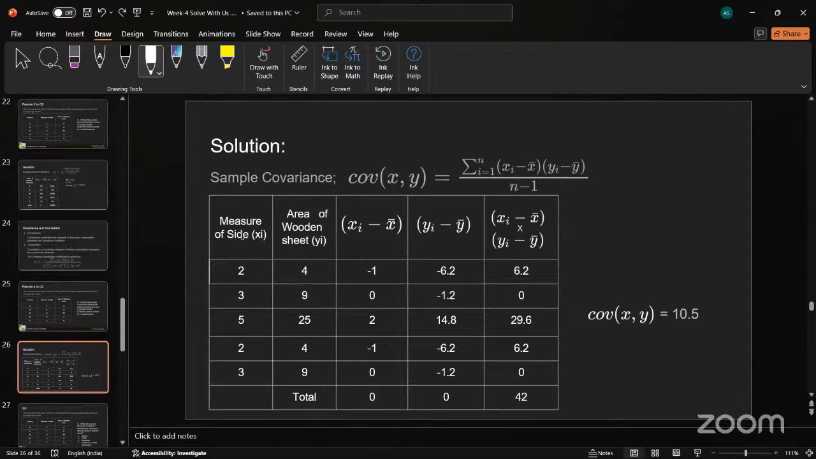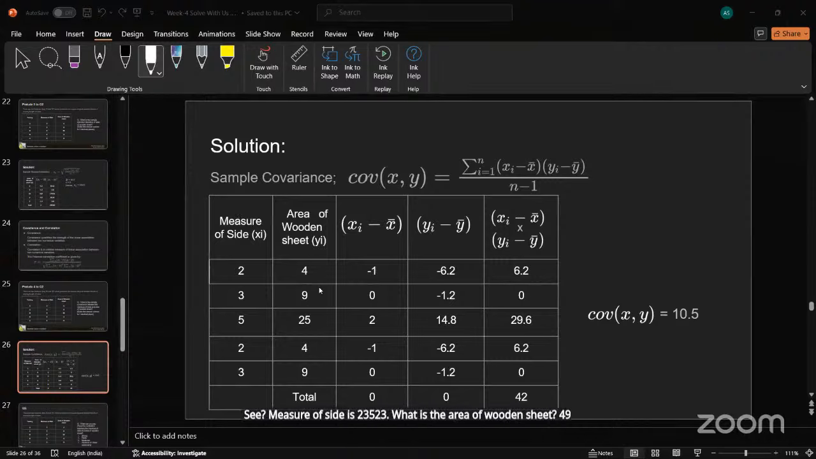So what you do is you have the measure of side and the area of wooden sheet. You calculate the difference first, just like we calculated in variance. You get the mean first for the measure of side. The mean was 3, right? From the mean, you get the differences: 2 minus 3, 3 minus 3, 5 minus 3, and so on. Same thing you'll do for y also. You calculate the mean for y, and then you calculate the differences.